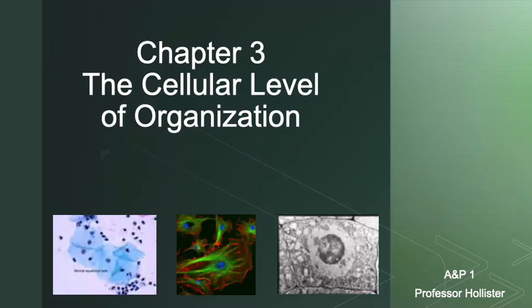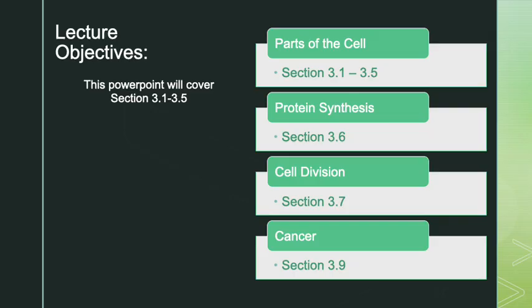Okay, welcome to chapter 3, the cellular level of organization. In this chapter, we're going to talk all about human cells. This is going to cover the Principles of Anatomy and Physiology book by Tortora, sections 3.1 through 3.5. I'll make a separate video covering the rest of this chapter, so we just focus on the anatomy and the structural parts of our cell.